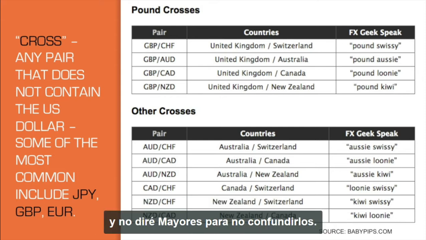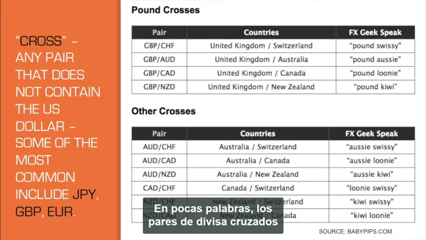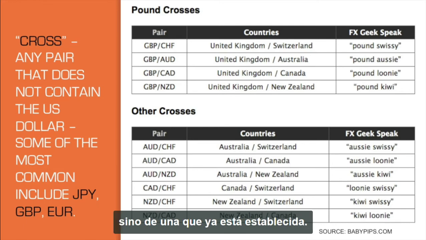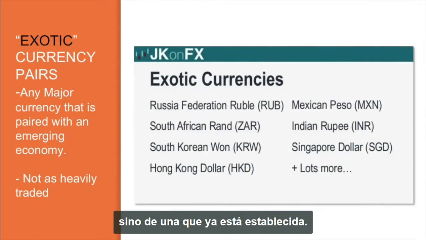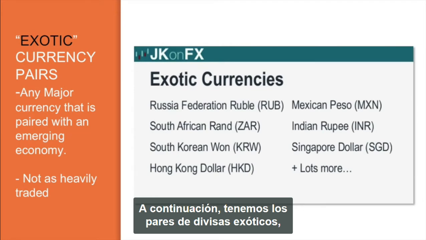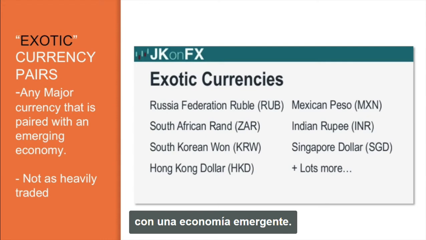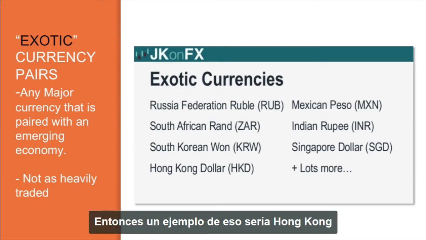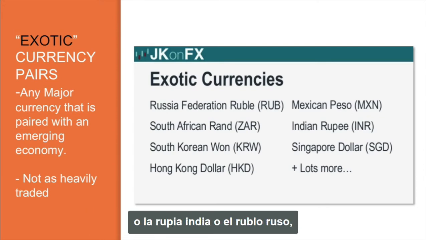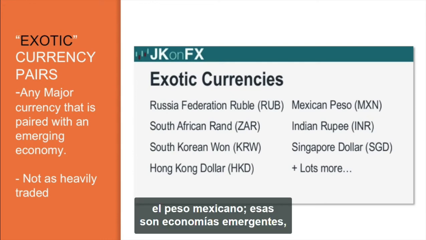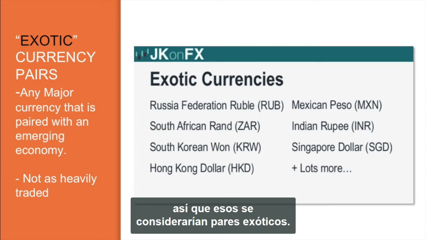And let me not say major so I don't confuse you. In a nutshell, the cross currency pairs are any pair that does not contain the US dollar, but they are very heavily traded currency pairs, not from an emerging economy, but from one that is already established. Next, you have the exotic currency pairs, which are any currency pair that is paired with an emerging economy. Okay, so an example of that would be like Hong Kong, or the Indian rupee, or the Russian ruble, the Mexican peso. Those are more emerging economies, so those would be considered exotic pairs.